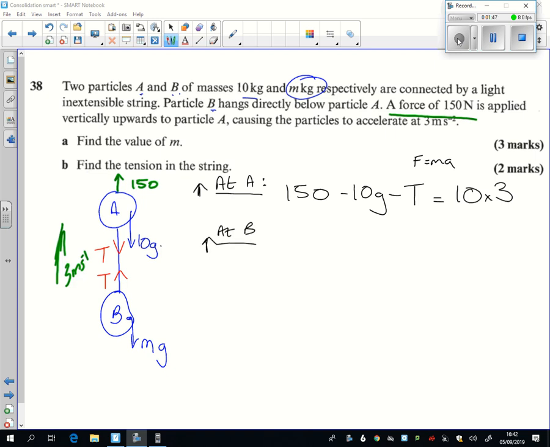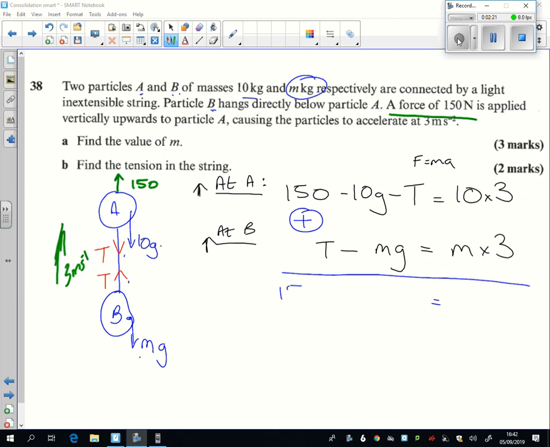Now the only thing pulling B up is actually the tension. Going in the other direction is mg, and that equals the mass, well the mass here is m, times again the acceleration of 3. Now with these two equations, if we add them together, we can combine it into one. Combining it into one is incidentally what you would have got if you had ignored the tension here, but you would have been missing out this vital first step.